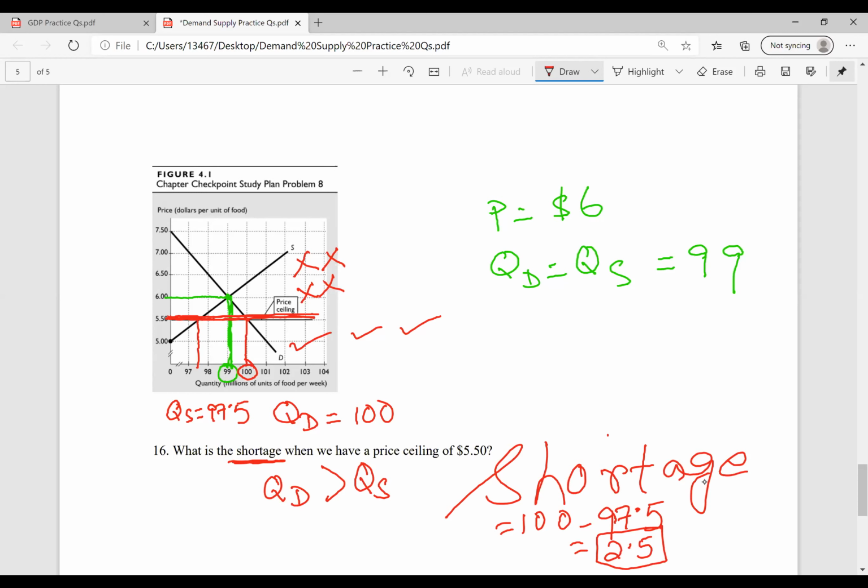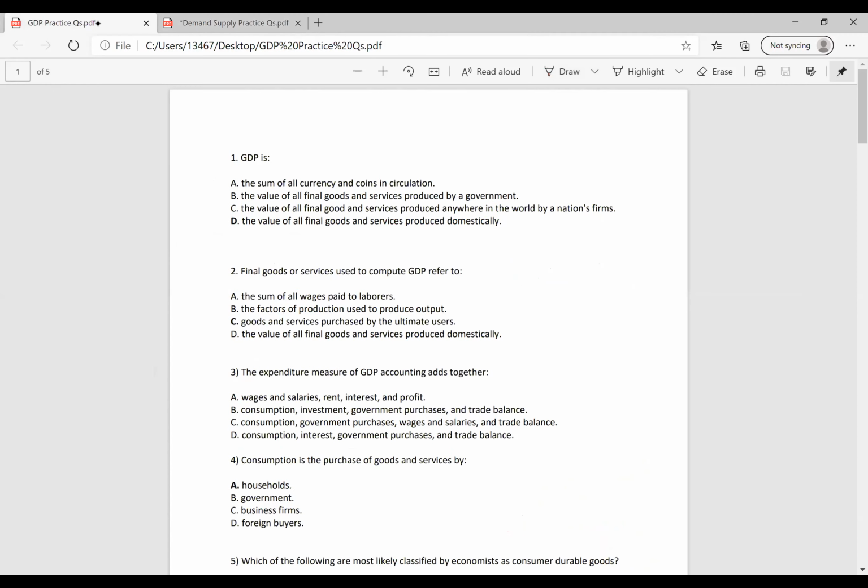All right, these are all the questions on demand and supply. Instead of doing the chapter here, what I'm going to do is just take a look at the questions so that we can finish in time.